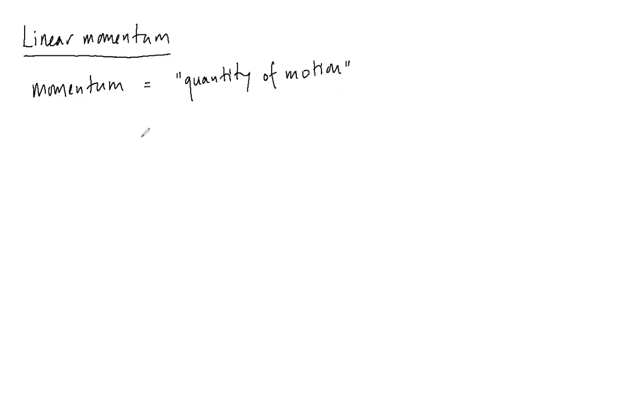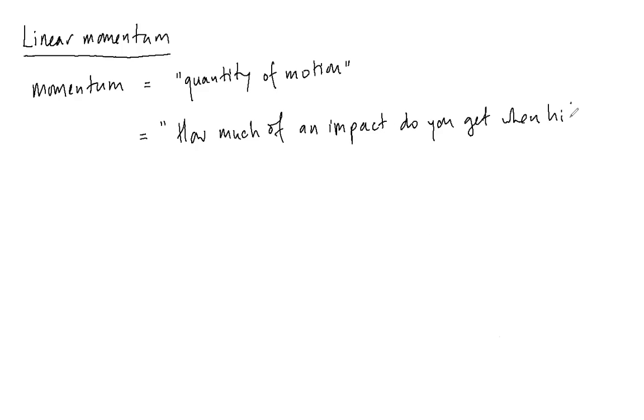And so we can think of it also, if I use my words here, as how much of an impact do you get when you're hit by this object with this momentum? Imagine an object that's flying with a certain amount of momentum and you stand in the way of it and you get hit by that thing. You'll get hit with a certain amount of impact. If the object has more momentum, then you'll get hit with more impact. It'll do more damage when it hits you.